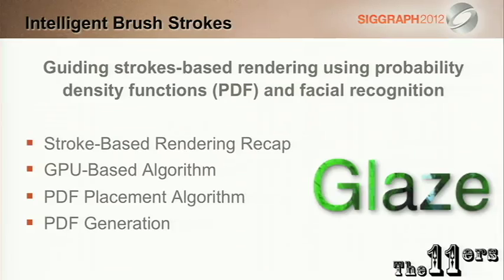And I'll talk a little bit about how our algorithm has moved more of that calculation to the GPU than previous algorithms. Then I'll go through the placement algorithm itself, the non-uniform placement algorithm, which comes from some global illumination literature. And I'll talk a little bit about the types of PDFs that we use to drive the algorithm.